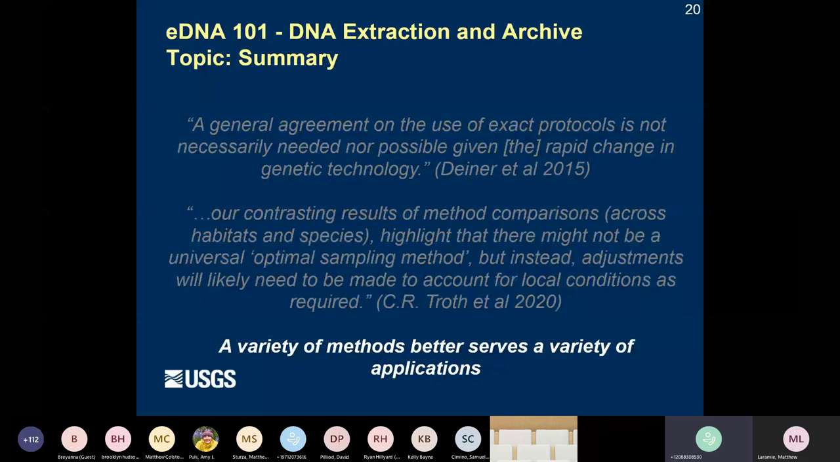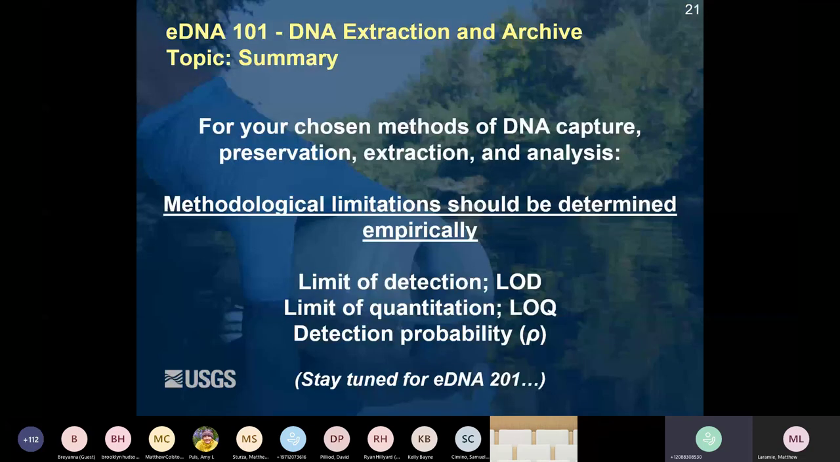methods that we're employing. What that means is that for your chosen combination of methods for DNA capture, preservation, extraction, and analysis, the limitations ought to be determined empirically. That includes limits of detection, limits of quantitation, as well as the detection probability. That way we have an understanding and a way to quantify the actual performance of the overall sampling and analysis strategy. I believe these are some of the topics that are going to be covered in detail by Carl Osberg in our next session on eDNA 201, the analysis portion.